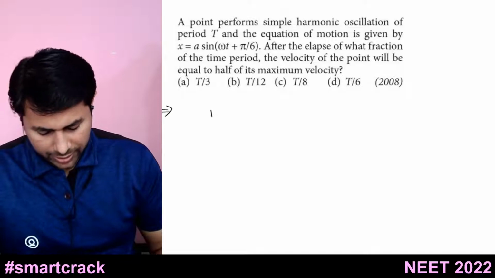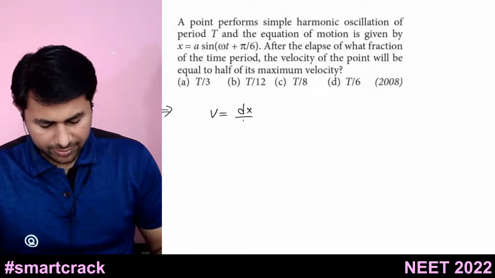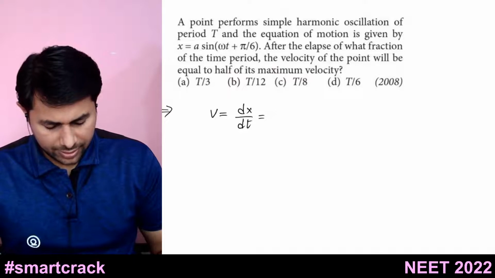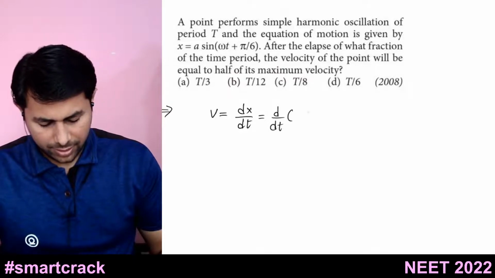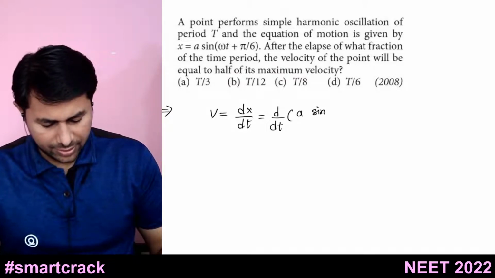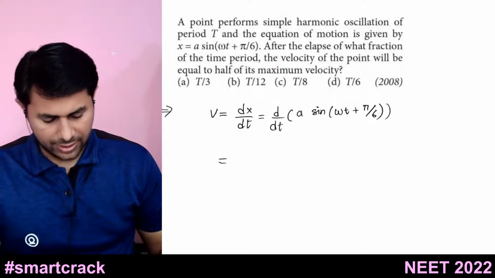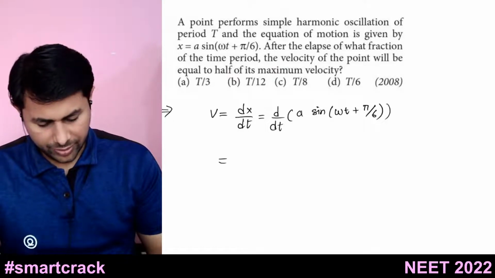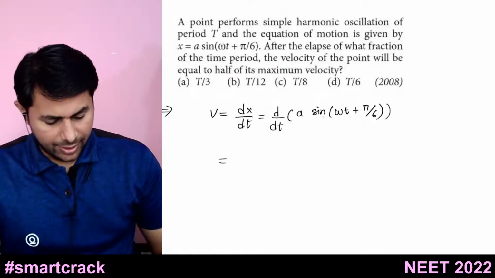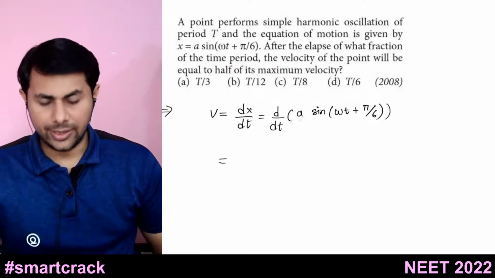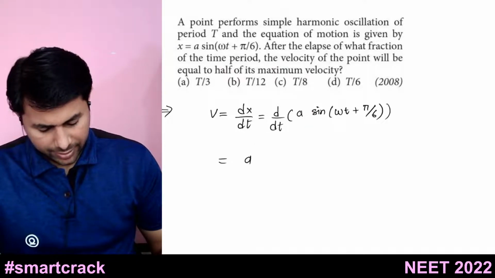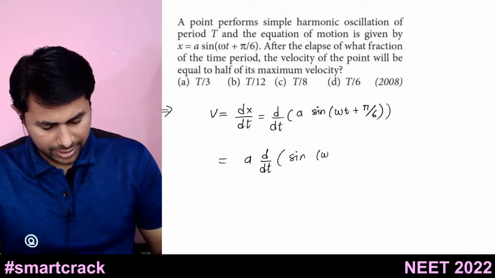So we want the velocity, which is dx by dt, right? It is d by dt of x, which is A sine of omega t plus pi by 6. Now if we take the derivative of this, what do we get? A is constant, so it will come outside. So A into d by dt of sine of omega t plus pi by 6.